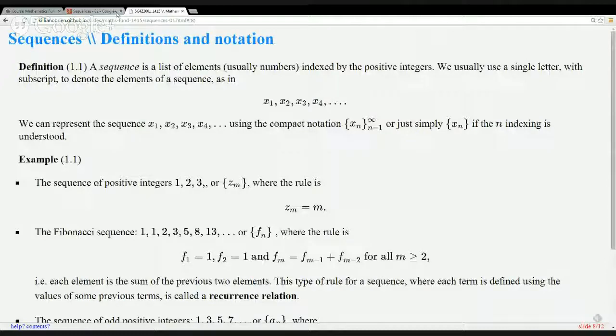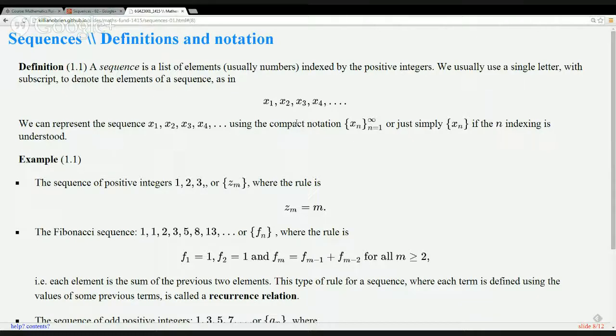The definition of a sequence is simply an ordered list of numbers, or more generally other types of mathematical object, functions and so on. And we introduced this kind of notation that you see here in definition 1.1, of naming a sequence with a particular letter and using subscripts on the letter to denote the particular elements of the sequence. So x1 is the first element, x2 is the second, and so on.